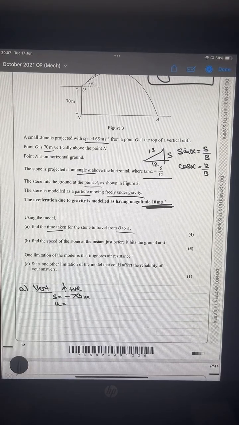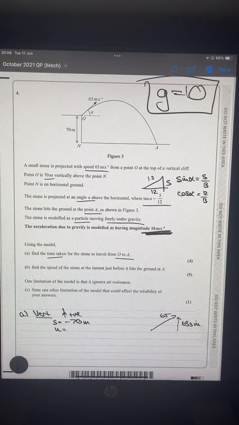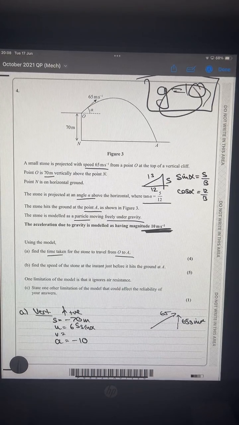My initial velocity, well, I need the vertical velocity, right? So here I've got a speed of 65. So this is going to be my initial velocity. That is 65 sine alpha meters per second. My final velocity, I don't know. My acceleration is going to be negative 10. Remember, I'm looking at this thing up here. g is going to be equal to 10. Why is it negative? Because I've taken upwards as positive, and g, acceleration due to gravity, always acts downwards. Hence, it's negative. And the time, well, that is what I want to find.